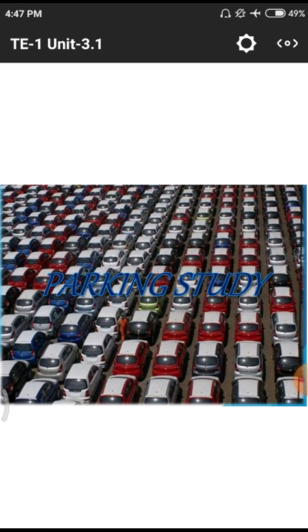Today's class totally belongs to parking studies. What is parking? In transportation engineering, we are constructing a huge quantity of roads for the flow of traffic from an origin point to particular destination points.